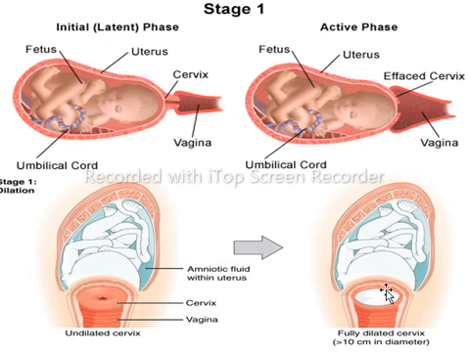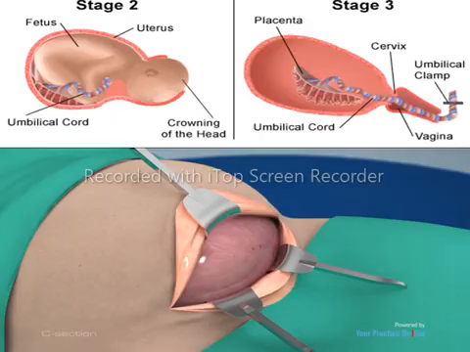Look here again, the frontal view of the cervix of the uterus fully dilated, about 10 cm. This condition is called crowning. When you see the head of the baby coming down, stage 1 will progress into stage 2.